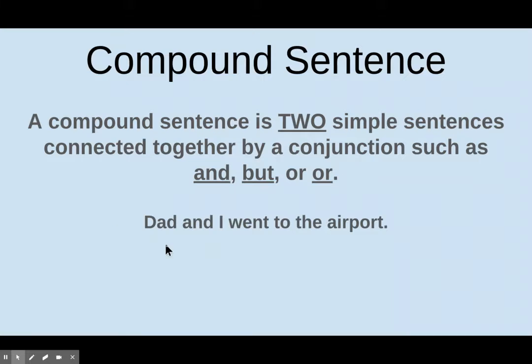All right, so here it is. Dad and I went to the airport. We picked up Grandpa. Both of those are wonderful sentences. They have subjects, Dad and I, we. They have a verb, went, picked. Remember, that's your action, people. And then where did they go? To the airport. Who did they pick up? Grandpa. Okay, so those are great simple sentences.